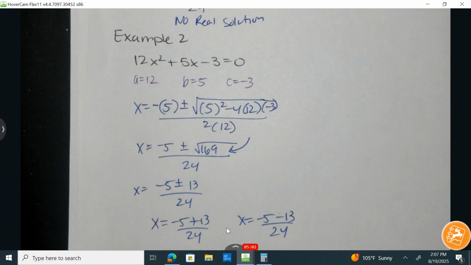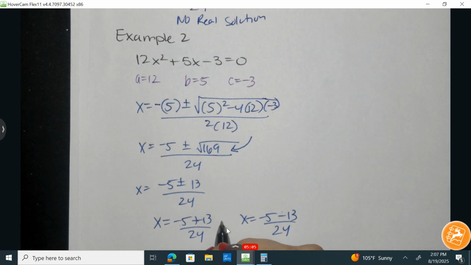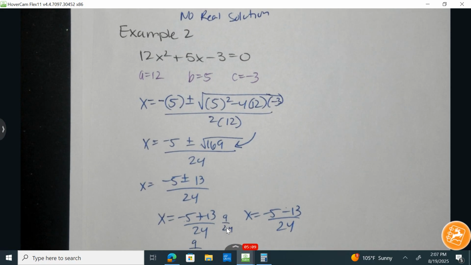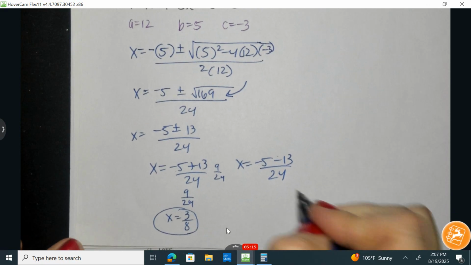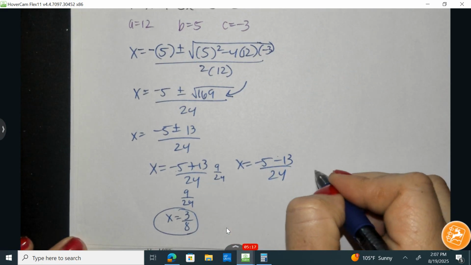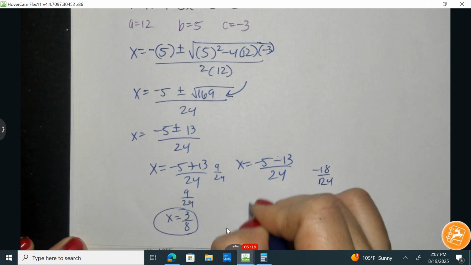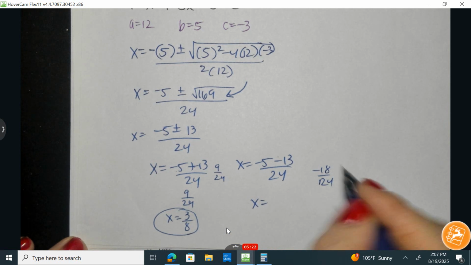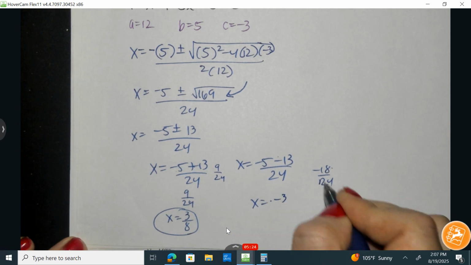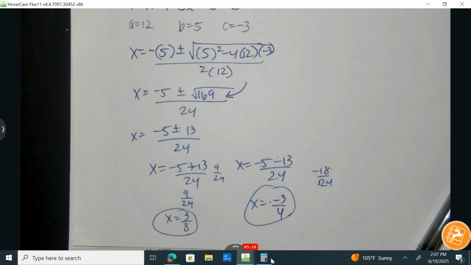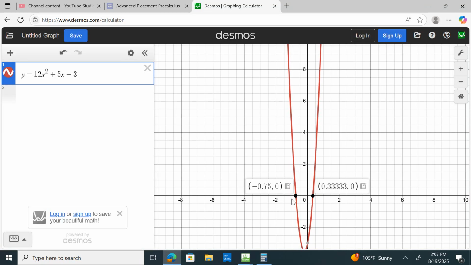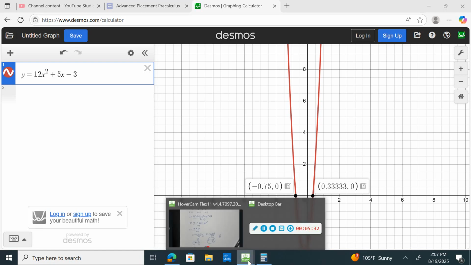So for this particular problem, -5 plus 13 is 8, so I have 8 over 24, and I could reduce that by dividing by 8, so positive 1/3 would be one solution, simplified. -5 minus 13 is -18 over 24. I can divide both of these by 6, and I get -3/4. Those would be my two solutions, and I can easily see, once again, they are the solutions because when I graph them, they're the x-intercepts.